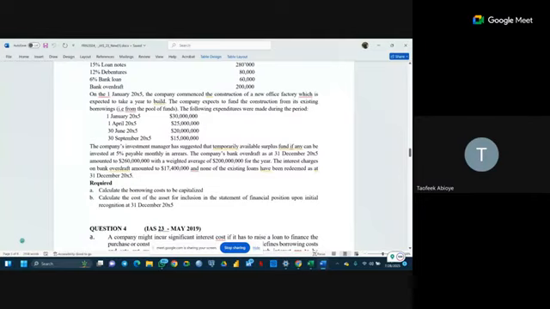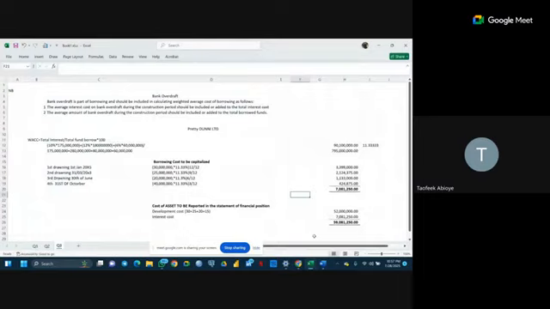Calculate the borrowing cost and also calculate the asset's value to be included in the statement of financial position. This is the work, which is what we are going to use to get our interest.